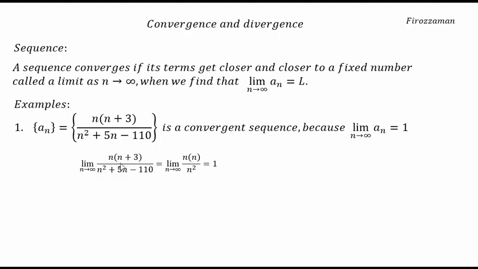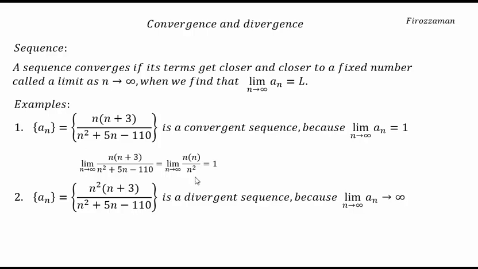What we want to do is take the highest power of each of those parts. Here it's simply n. For n plus 3, the highest power is n. And for this entire denominator expression, the highest power is n squared. And so we simplify it. We ignore everything else and take just the highest powers. And when we divide, we get n squared over n squared, which is 1. So that's how we know this is a convergent sequence.